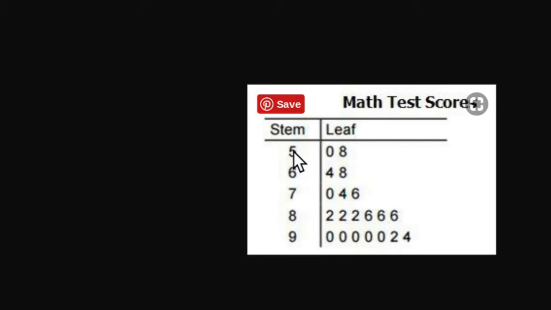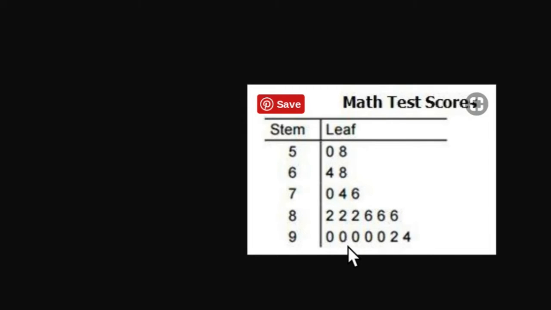Now, I can tell that I have used 1, 2, 3, 4, 5 stems. So if these would be all the test scores, that means the lowest score was a 50 and the highest score, the maximum score, was a 94. I can tell that 90 was the test grade that was made most often. It occurred more frequently than any other number.